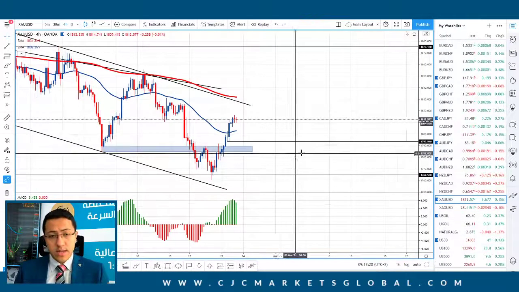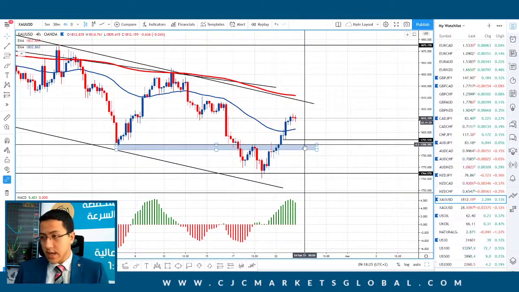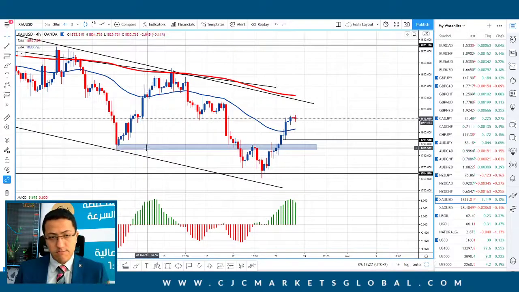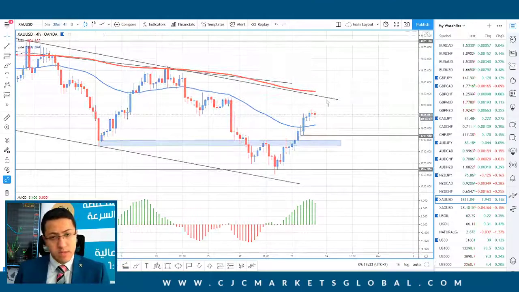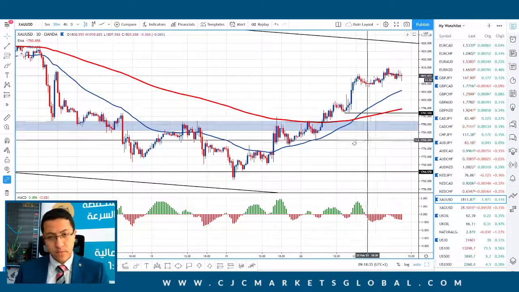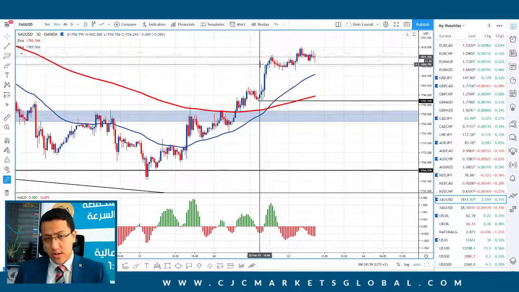Basically, gold trading did manage to break above the key level of 1785, the key level that we did highlight during yesterday's report. Let's check the 30 minutes time frame. We did have a brilliant move to the upside. It's a strong upward trend. Right now, the upward trend is somehow weakening.